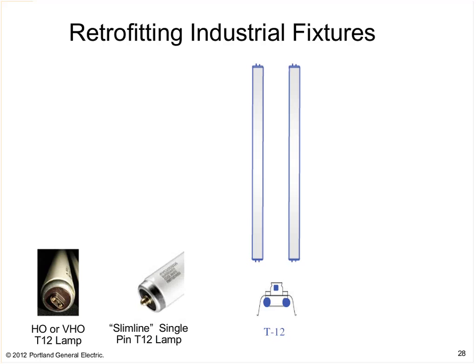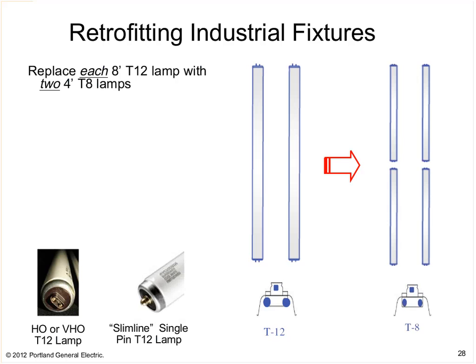It may have had HO or VHO, as you remember, have very steep lumen depreciation. So we want to replace each of these 8-foot T12 lamps with 2 4-foot high-performance T8 lamps. The reason we want to do that is that the 4-foot lamps have the best performance. They have the longest life. You can standardize your lamp source at your place of business. They're easier to handle. Those long 8-foot lamps, it's like carrying a ladder on your shoulder. It's just very awkward and difficult and tough to replace in fixtures that are high up.